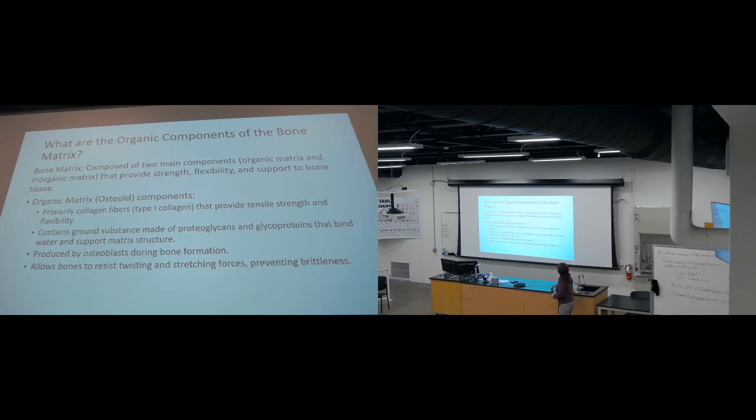So now let's look at the components of the matrix. So we saw the cells. Cells of bone are osteoclasts, osteoblasts, osteocytes, and osteogenic cells. Now, the bone matrix, which is the surrounding of the cells, is made out of 2 components, an organic matrix and an inorganic matrix.